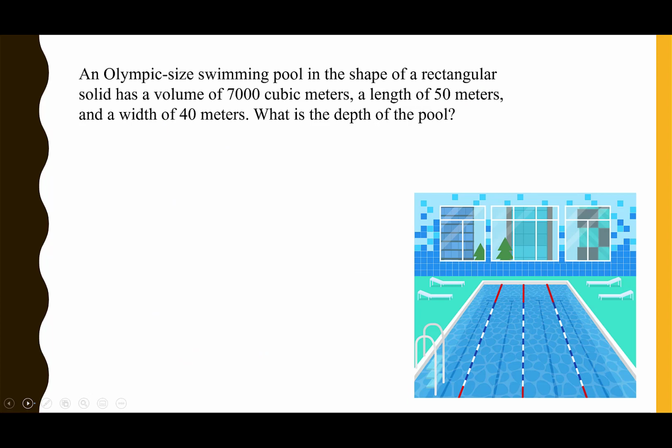Take a look at this word problem. An Olympic-sized swimming pool in the shape of a rectangular solid has a volume of 7,000 cubic meters, a length of 50 meters, and a width of 40 meters. What is the depth of the pool?